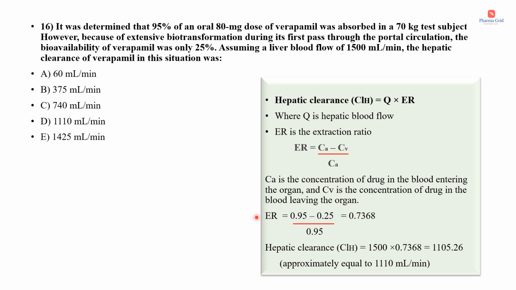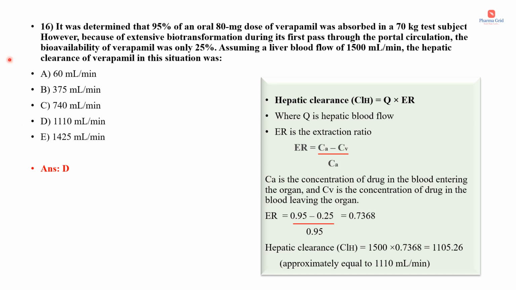So if we got this extraction ratio, the next step is to calculate the hepatic clearance. Hepatic clearance can be calculated by the equation Q into ER. Q is already given. What is Q? Q is the hepatic blood flow or the liver blood flow, which is given as 1500 ml per minute. So hepatic clearance is equal to 1500 into the extraction ratio value, which is 0.7368. So we will get the answer as 1105.26, which is approximately equal to 1110 ml per minute.